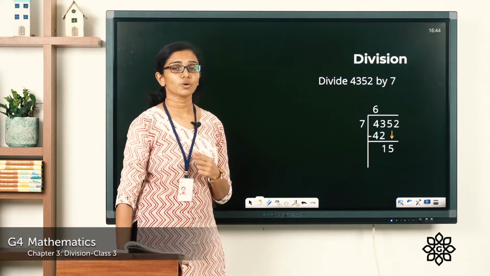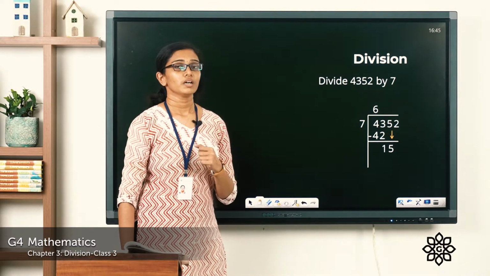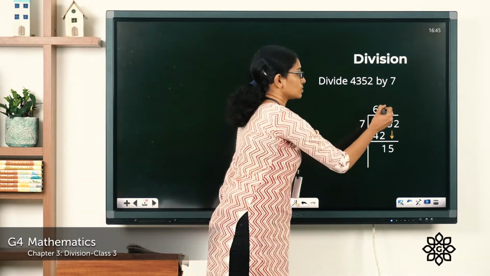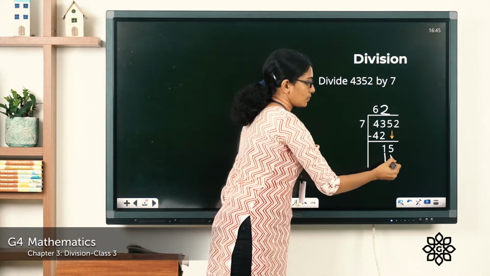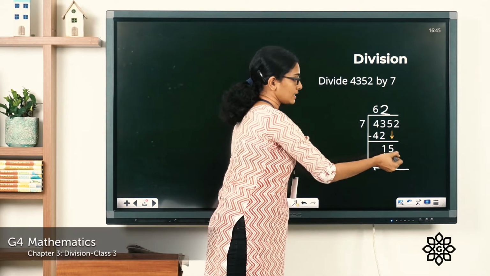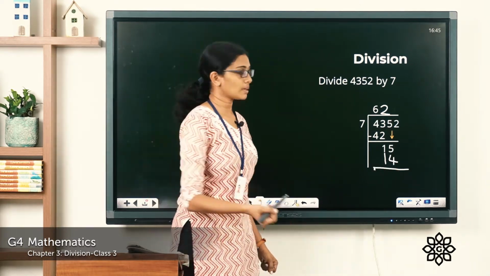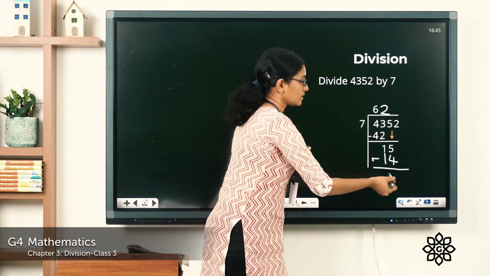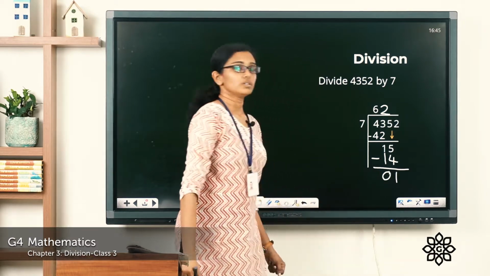How many 7s will go in 15? 7 ones are 7, 7 twos are 14, but 7 threes are 21. So let's take 7 twos here. So then 2 into 7 is equal to 14. So we divided, then we multiplied. Now the next step is to subtract. So 15 minus 14. What is it? 5 minus 4 is 1. 1 minus 1 is equal to 0.